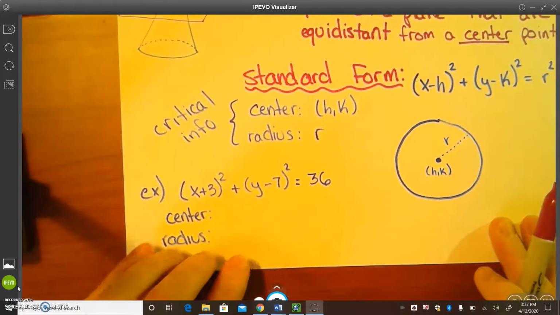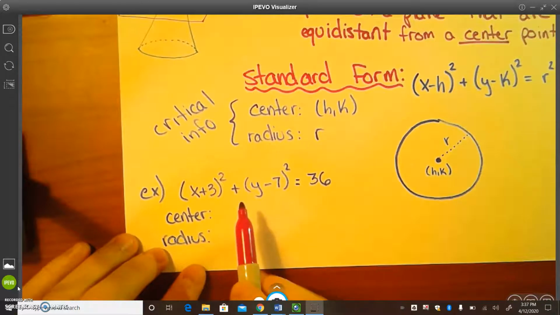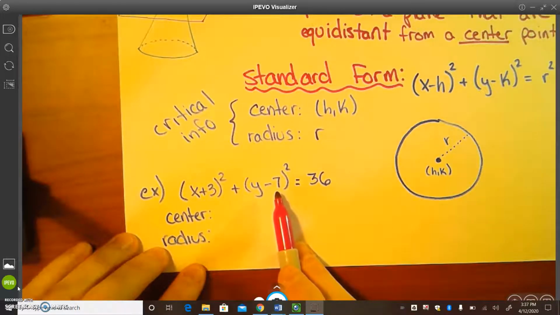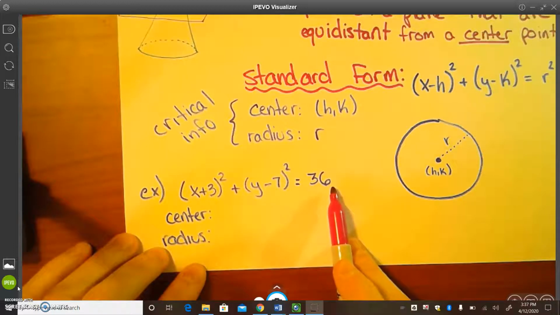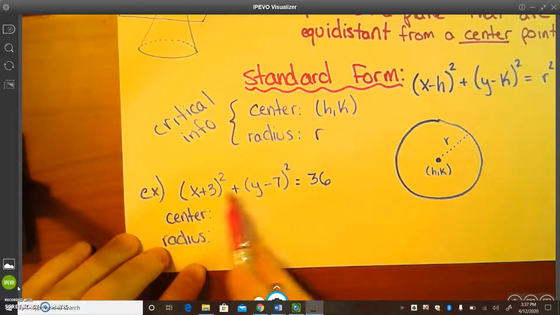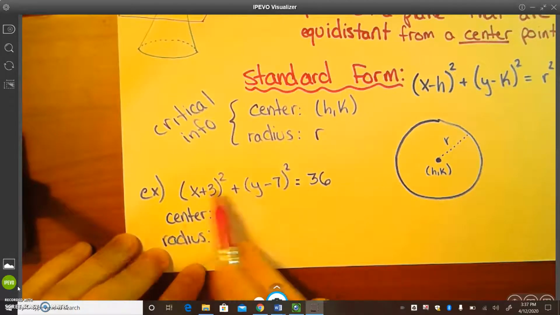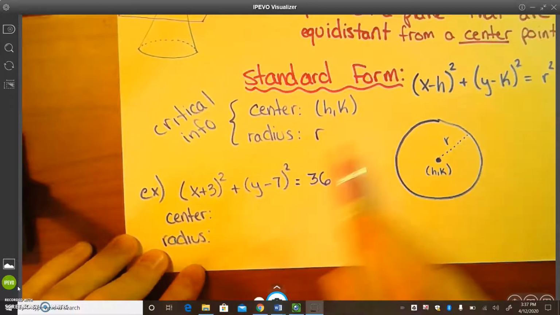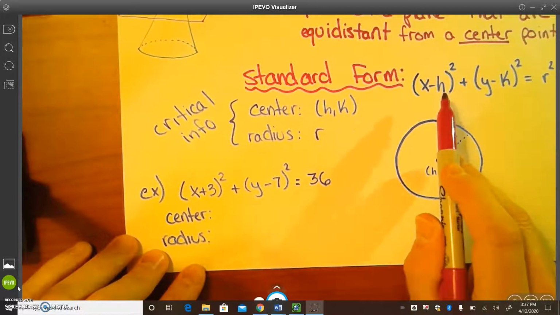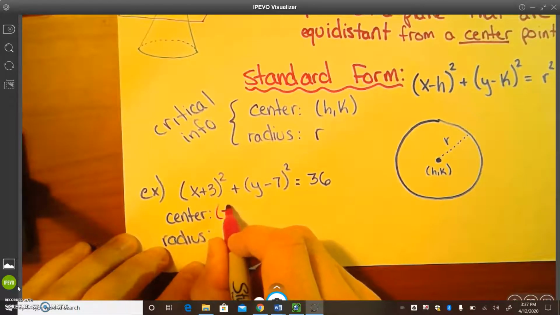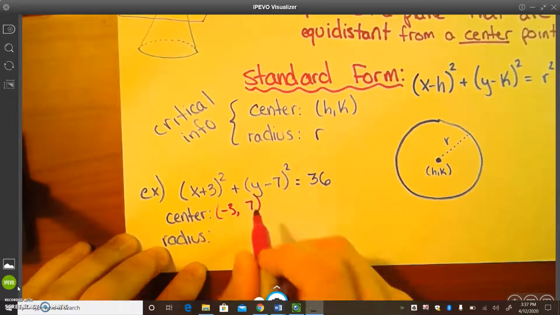Okay, so a very quick, very straightforward example. (x plus 3) quantity squared plus (y minus 7) quantity squared equals 36. The h and k are always going to be these values that we see inside of our quantity squareds. All right, keep in mind there are no coefficients in front. And it was x minus h, so it's going to be the opposite here. So your center is going to be (-3, 7).